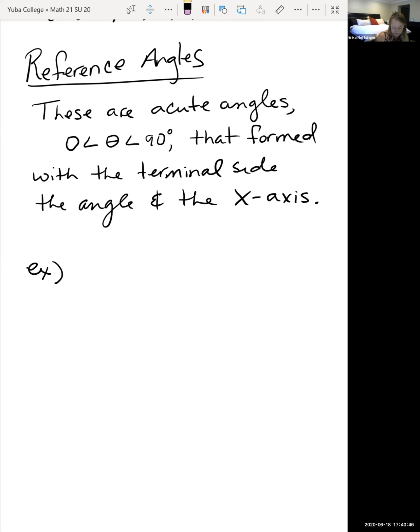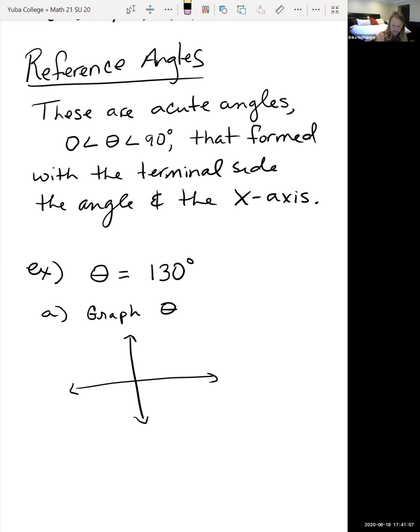For example, if theta is equal to 130 degrees, let's first graph theta. Starting at the positive x-axis, it's positive, so you rotate counterclockwise 130 degrees. Hitting the positive y-axis is 90, so we need 40 more degrees, so just estimate 40 degrees. And then we want to find the reference angle.